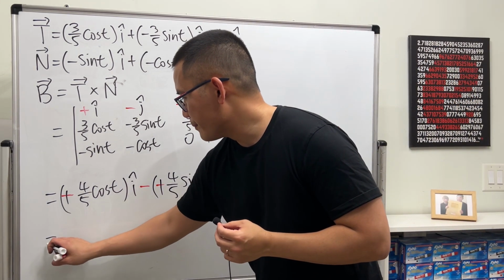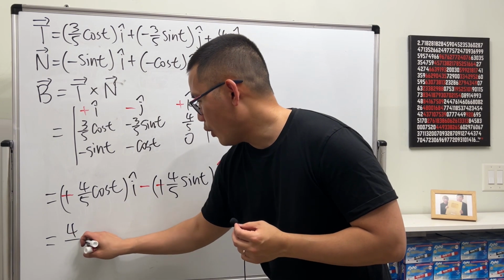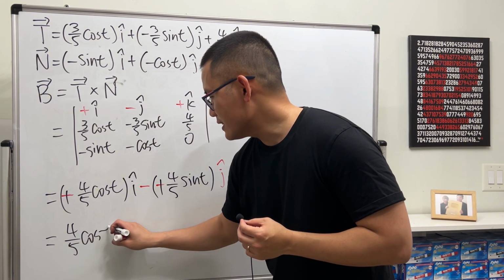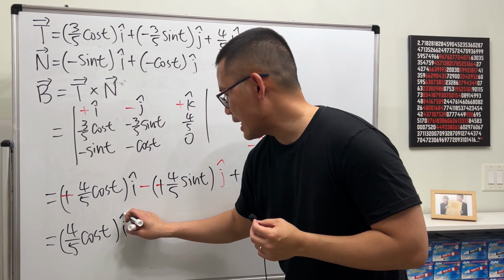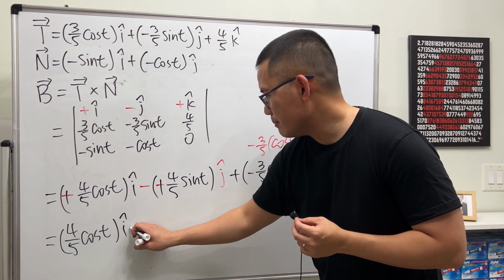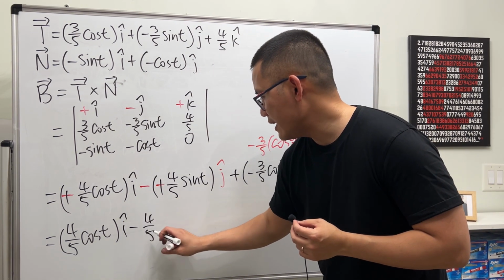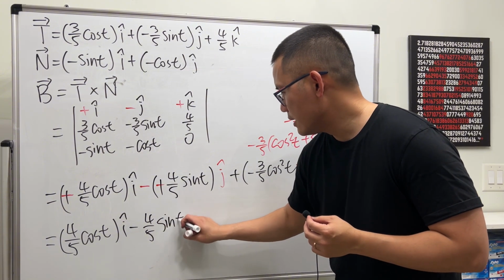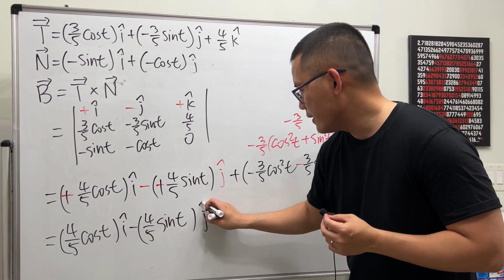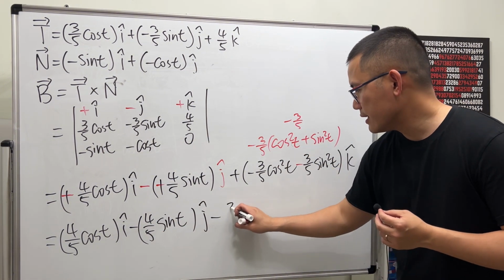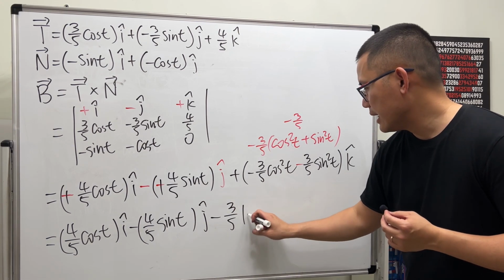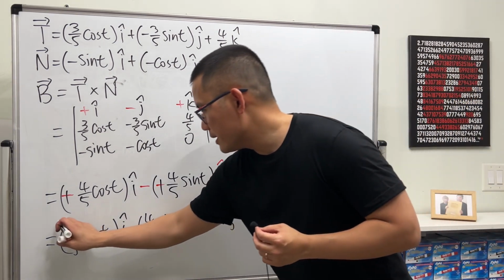So finally, we will just have 4/5 cosine t times i, and then minus 4/5 sine t, like this, times j, and then finally, we have minus 3/5 k. Yep, this right here will do it.